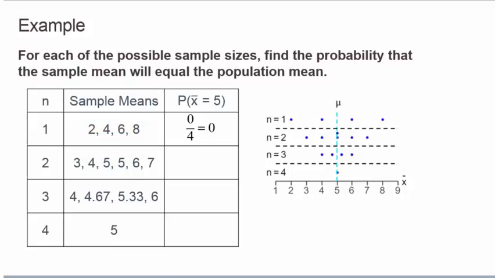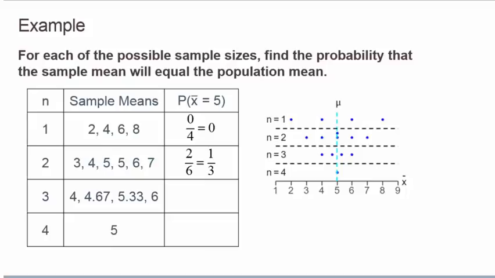Looking at n equals 2, I have 6 sample means, 3, 4, 5, 5, 6, and 7. And 2 of them are 5. So to find the probability, I have 2 divided by 6, which is 1/3. So the probability that the mean equals 5 is 1/3.